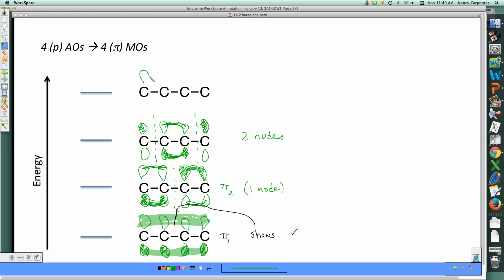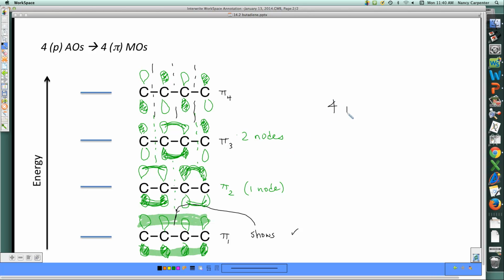And then finally, as we would easily predict, the highest energy molecular orbital for butadiene is all antibonding. So there's no overlap between any of these p orbitals. So this was pi 3, pi 4, and now we have the 4 multi-center molecular orbitals for butadiene.